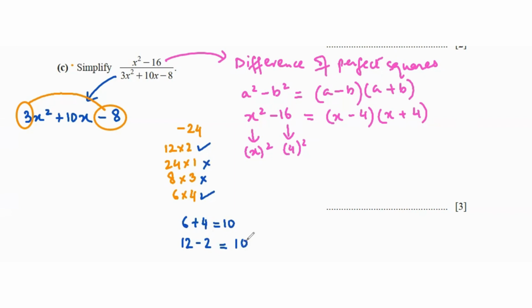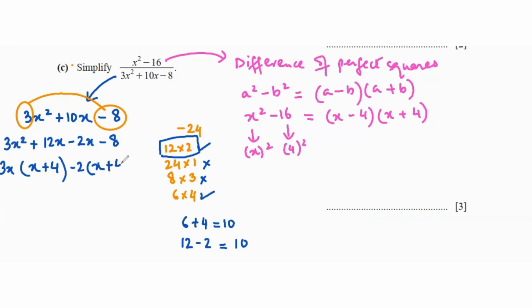But which one do we choose? I will choose 12 and 2. Why? Because when you replace 10x with 12x minus 2x minus 8, and when you factorize it, we get 3x bracket x plus 4, and then minus 2 bracket x plus 4, which gives us x plus 4 times 3x minus 2.